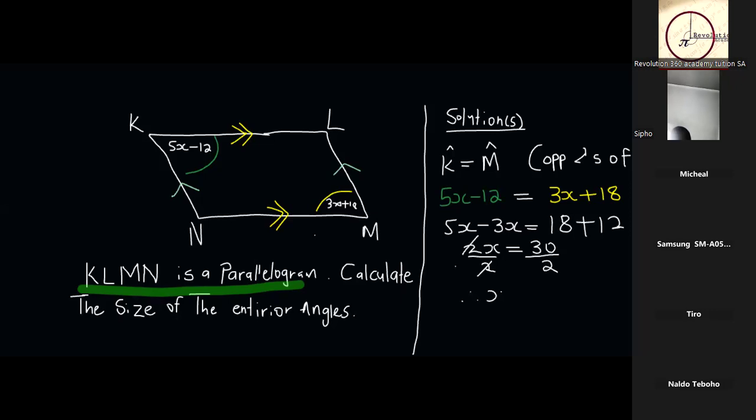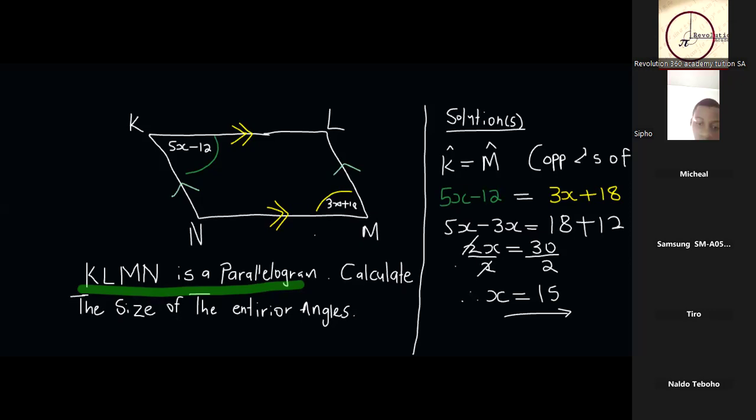So look at this. They're saying calculate the size of the interior angles. So when they say the size of the interior angles, they want angle K on its own, they want angle N on its own, they want angle M as well as angle L. Do you see? Let's look at what they gave us.